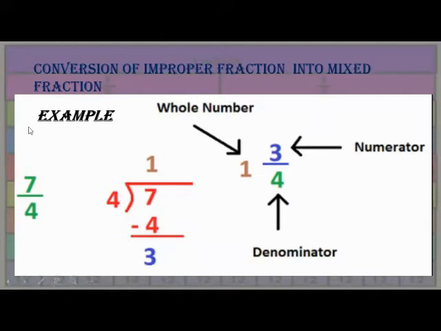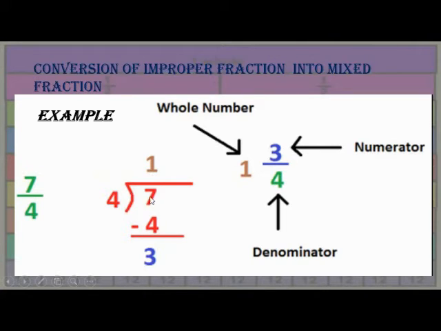Now move to another topic, which is conversion of improper fraction into mixed fraction. This is an example. You have to convert this improper fraction into a mixed fraction. As you know, in an improper fraction the numerator is greater than the denominator. So this is an improper fraction, and now you have to convert it into a mixed fraction. How can you convert it? By dividing the numerator by the denominator. As you can see, 7 is divided by 4.